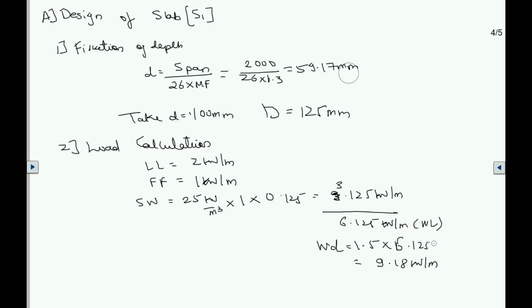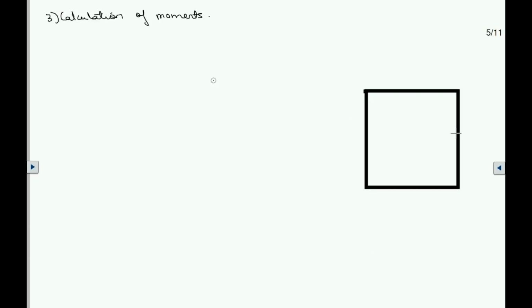So now you have got the load for the slab. Now this load will be same for all the slabs, so we will not calculate this step again and again. This load will be used for all the slabs. So now the main step, that is calculation of moments.